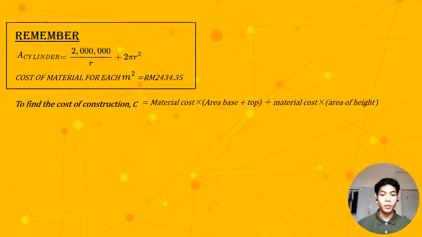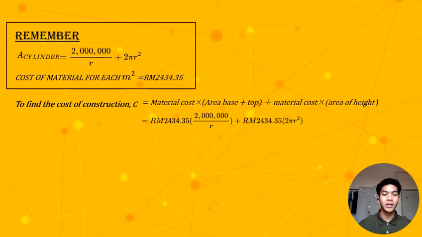We all know that the total cost of material is RM2,434.35. Therefore, we can find the cost by multiplying this amount by the new formula of the cylinder area. Hence, RM2,434.35 will be multiplied by 2 million over R, which represents the area of the base plus top, plus RM2,434.35 multiplied by 2πR², which represents the area of the height.